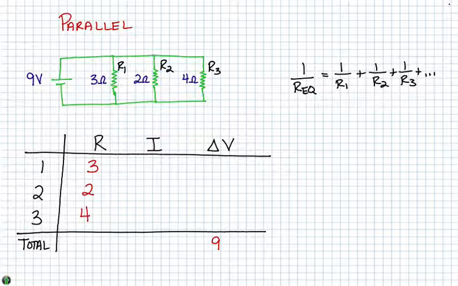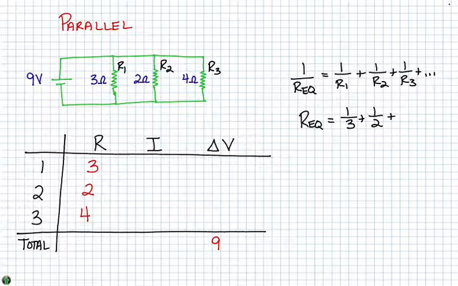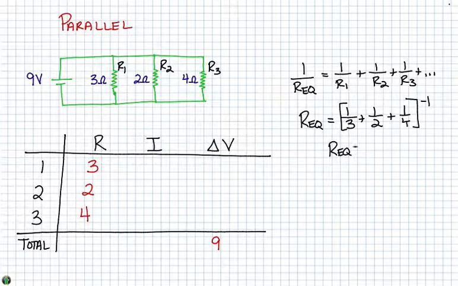Hopefully you also remember that there's a shortcut. So if I want to find my equivalent resistance using a calculator, in this case for parallel, I'm going to add up 1 over R1, which is 3, 1 over R2, which is 2, and 1 over R3, which is 4. And if I actually take that answer and raise it to the -1, I will actually get my equivalent resistance for a parallel circuit.